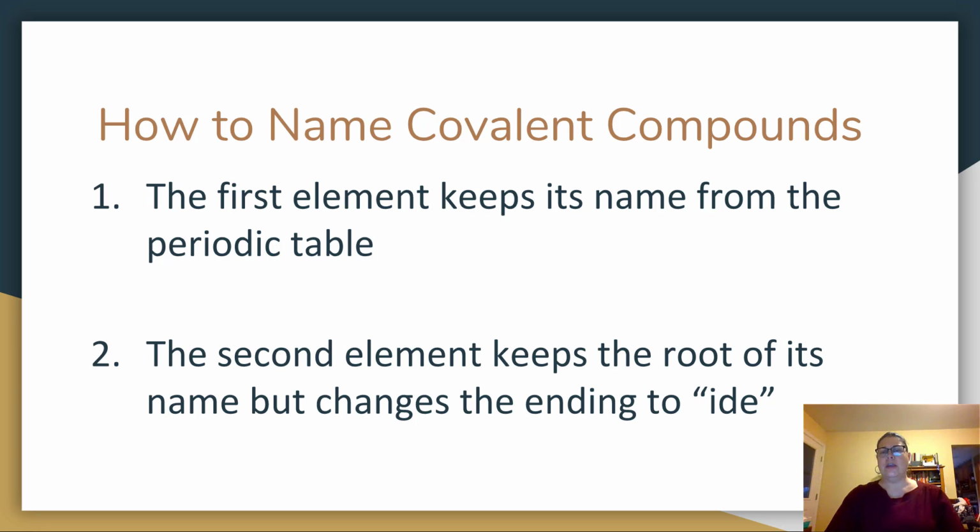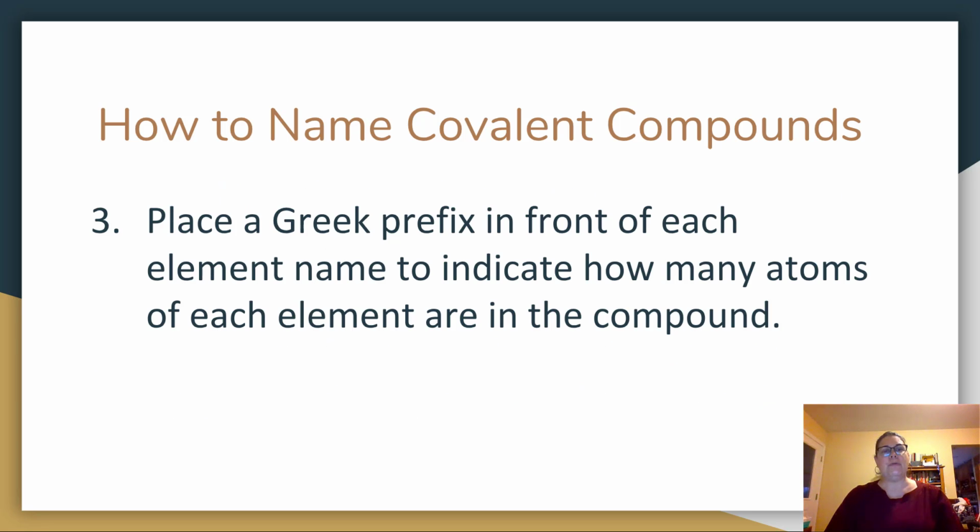The difference here is that a covalent compound can have more than one formula from the same two elements. So we need to distinguish between the two different or more than two different compounds made from the same two elements. We do that by using Greek prefixes. So we place a Greek prefix in front of each element name to indicate how many atoms of each element are in the compound. Well, in order for you to do this, we need to learn our Greek prefixes.